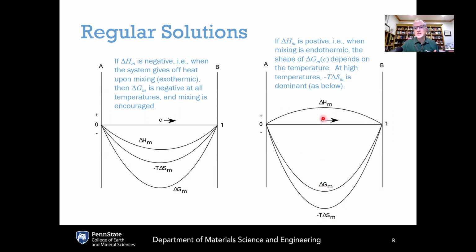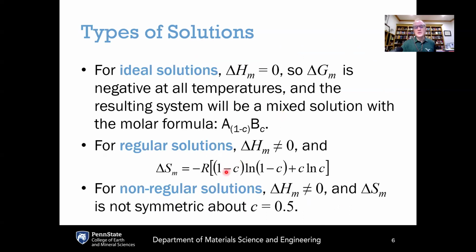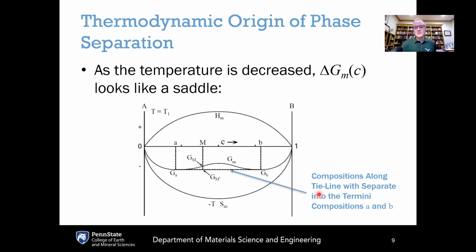And the reason is that the shapes of the delta H sub m and the delta S sub m curves are different. The delta H sub m curve has the shape of C times (1 minus C), and the entropy curve has these natural logarithms in it. And because of the different shapes of the curve, there's different curvatures there. When you add the delta H sub m curve and the minus T delta S sub m curve, you can get a Gibbs free energy of mixing curve that no longer has a single minimum at C equals 1/2, but it divides into two minima.